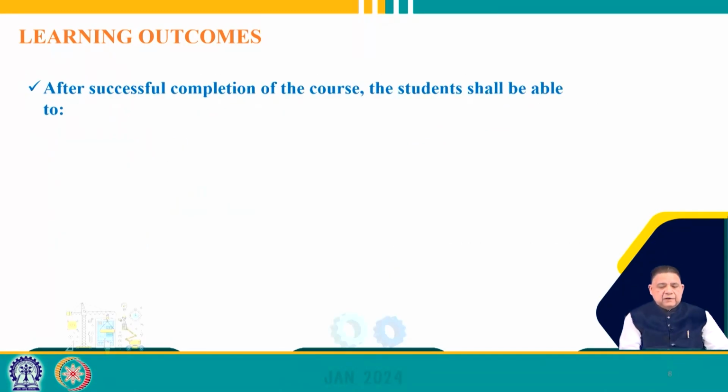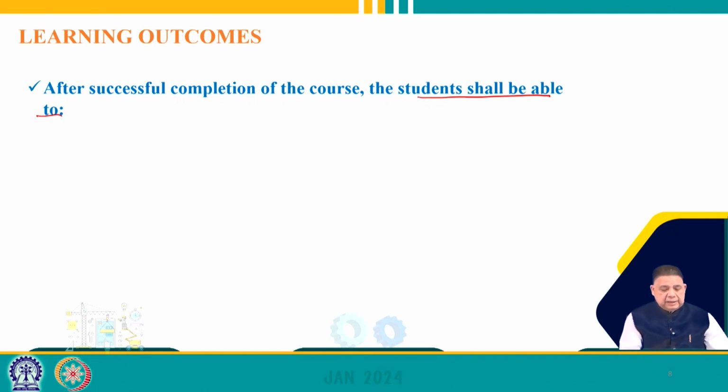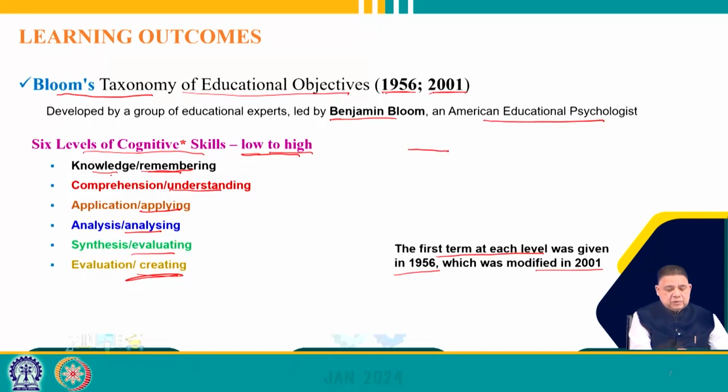Now, as far as this course is concerned, that is how we are going to link it: after successful completion of the course, students shall be able to fulfill these objectives. If you see here, I have used a color code. Black is the lowest level. I am not using that in our subject because it goes without saying that you need to definitely remember certain things in order to do whatever. But red color is understanding.